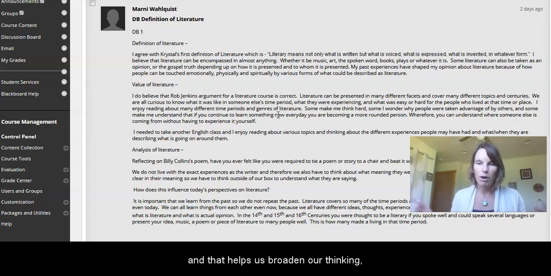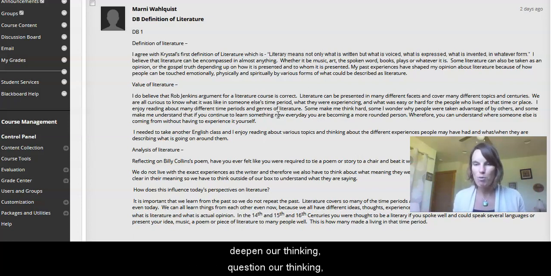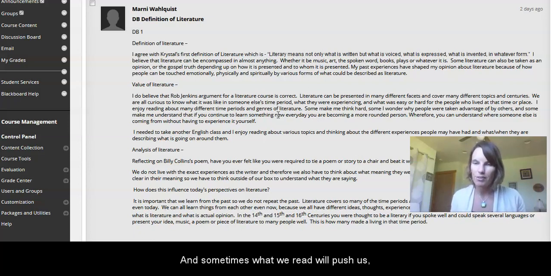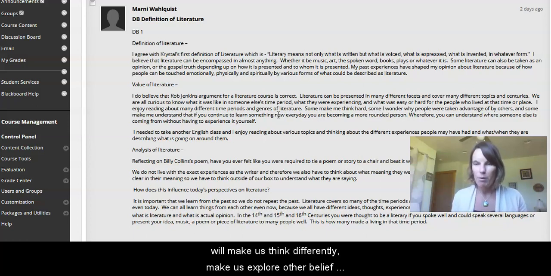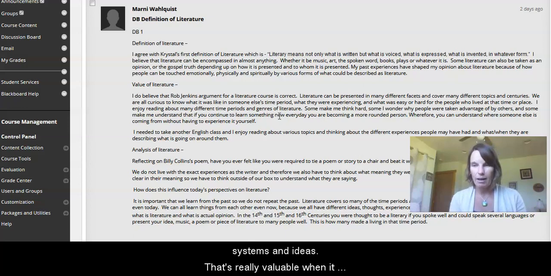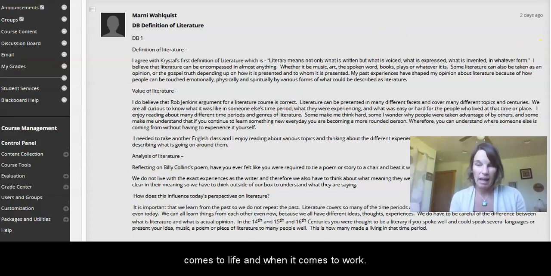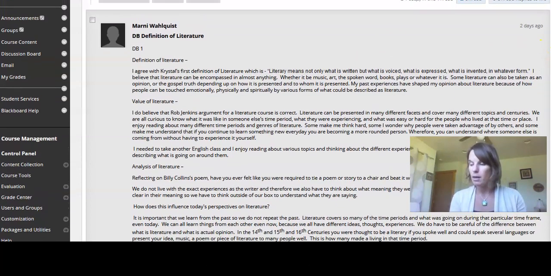And that helps us broaden our thinking, deepen our thinking, question our thinking, which is even more important, because sometimes what we read will confirm us, it will validate our experience, and sometimes what we read will push us, it will make us think differently, it will make us explore other belief systems and ideas. And that's really valuable when it comes to life and when it comes to work.